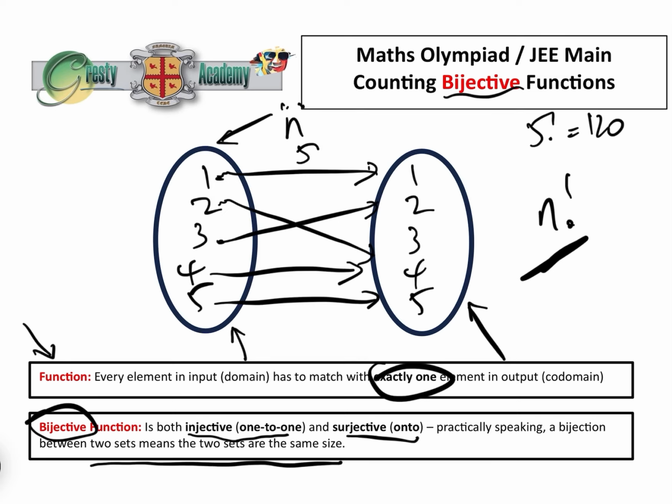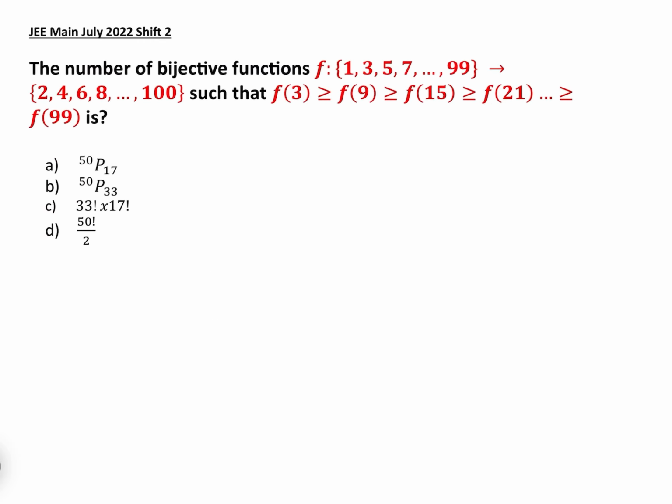So let's have a look at the 2 questions. Here's the first one, JEE Main, July 2022, Shift 2. Anyone who wishes to have a go at this, pause the video. Okay, so the number of bijective functions which take us from this domain, 1, 3, 5, 7, up to 99, the odd numbers up to 99, to the codomain, which is 2, 4, 6, 8, all of the even numbers up to 100, such that we have this constraint here, is how many?